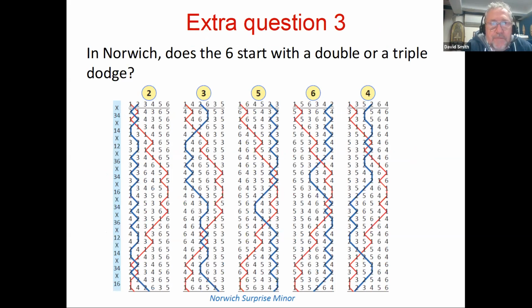In Norwich, I'm trying to make them quite realistic questions. Someone might suddenly say, grab hold for Norwich. Oh, there's 6. That does a whole lot of dodging at the beginning. Does it start with a double or a triple dodge? So I'll give you a minute, and perhaps you could wave again. But first of all, what's the answer to that? Is it a double or a triple dodge? And secondly, what information did you need? Could you do it just from those yellow numbers at the top? Did you need the blue line? Or did you also need the underlying small black numbers?